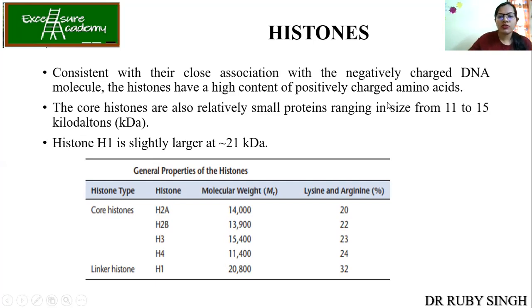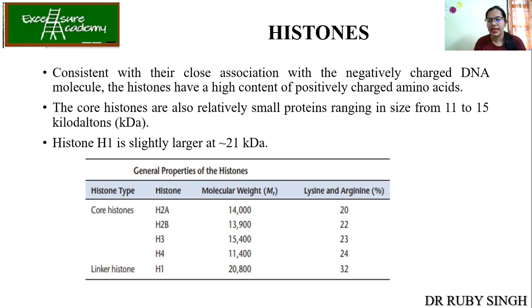Now the core histones are also relatively small proteins ranging in size from 11 to 15 kilodaltons, and H1 is a little bigger, that is your 21 kilodalton. Guys, it's okay if you are not able to remember, but at least remember the range at which the histone proteins are present. Now why again is this important? Because in future, suppose a gel electrophoresis of the histones or the nucleosome is given, okay, and you are given bands, so you need to identify what it could be.